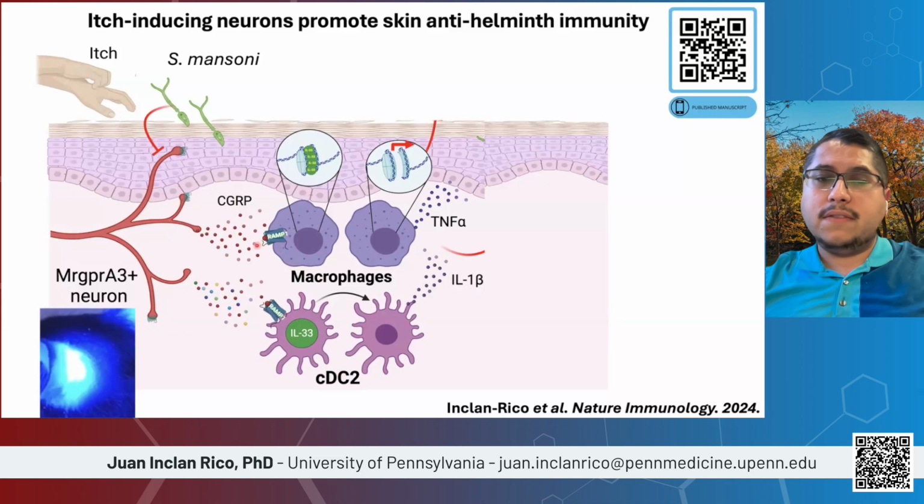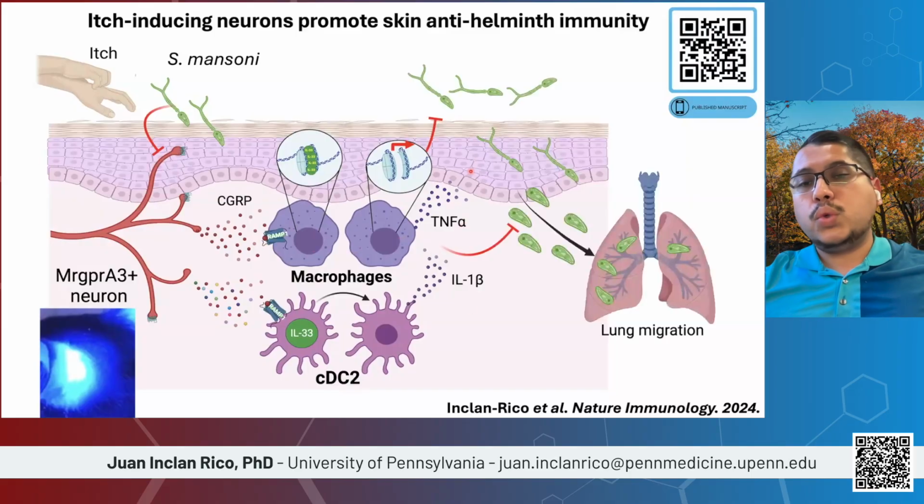And the signaling of these molecules into macrophages opens specific areas in the chromatin, allowing the expression of pro-inflammatory cytokines such as TNF and IL-1 beta. These signals are then sensed by the epithelium, and they are important to start these protective responses against the parasite that can either prevent the entry of the parasite into the skin or also control the dissemination of the parasite from the skin into the lungs.